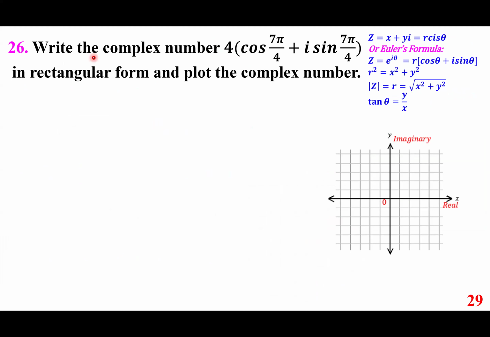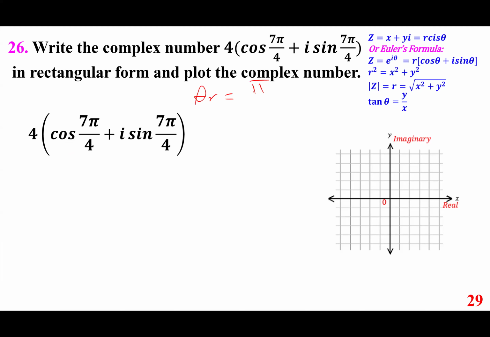Write the complex number 4 times cosine of 7 pi over 4 plus i sine of 7 pi over 4 in rectangular form. So that means just replace the 7 pi over 4. What is cosine of 7 pi over 4? Okay. First and foremost, for 7 pi over 4, the reference angle is pi over 4. So whatever pi over 4 is. In this case, we are dealing with the fourth quadrant. Therefore, cosine is positive square root of 2 over 2. Sine is negative, negative square root of 2 over 2.